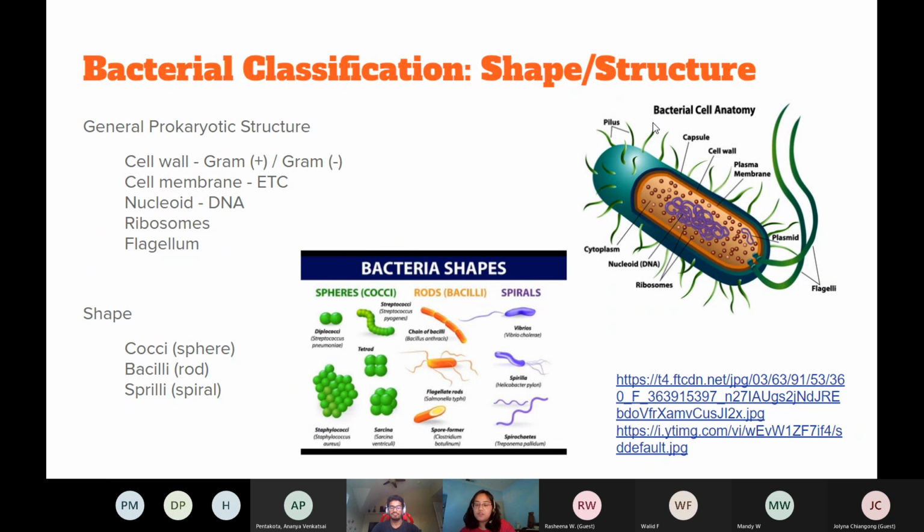And specific to the bacteria, we have the capsule, and we have the pilus, which is like the little hairs here. Moving on, we have the shapes. There are three main shapes that we want you to know. I really don't know how to pronounce this first one. I think it's cocci. I'll call it cocci.